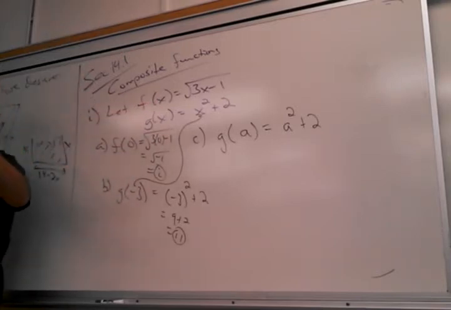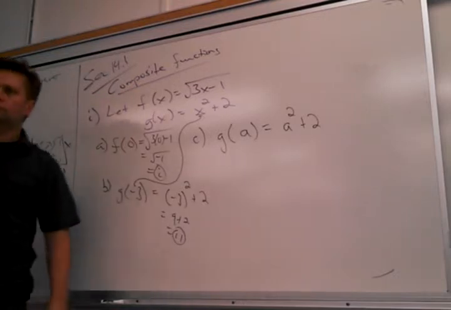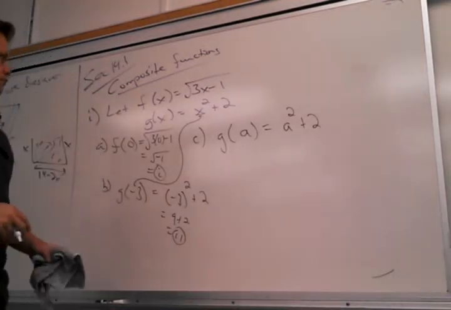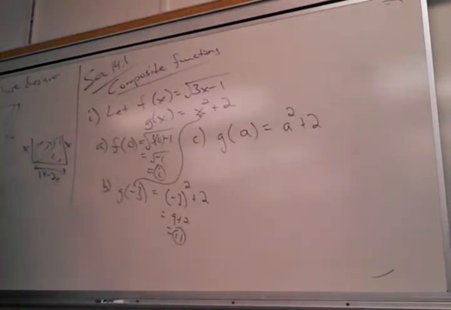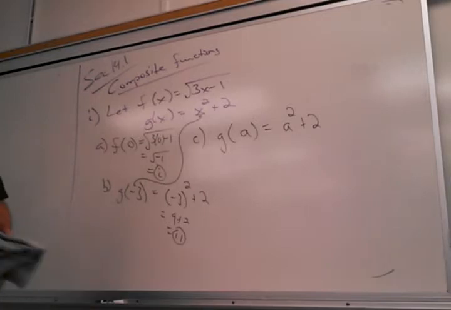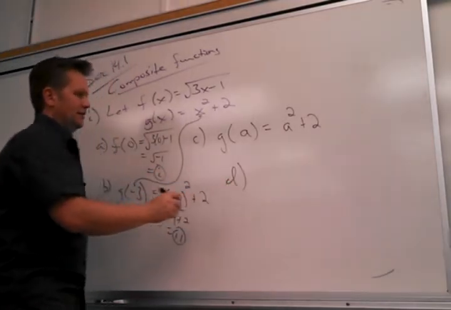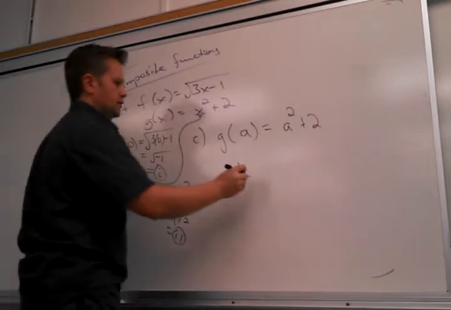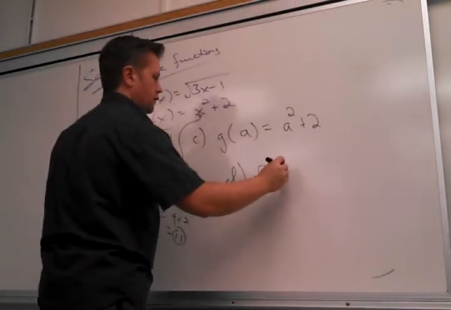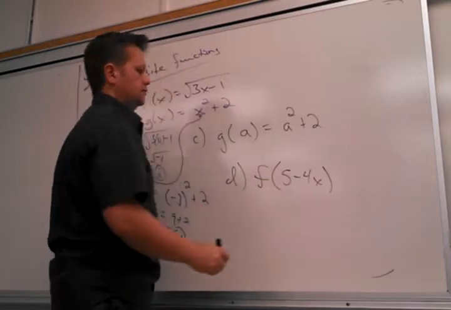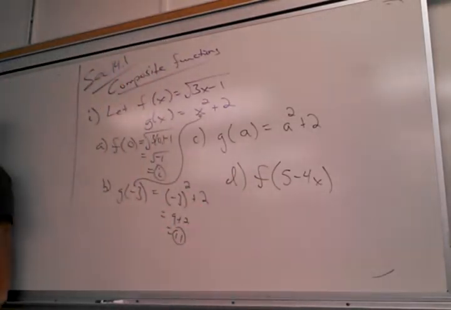I'm done. Alright, so let's go one level up. Log is very similar to this. Alright, here we go. You ready? What is f of 5 minus 4x? See if anybody can hang with that. Just think about what we did for g of a, and then do the same thing.